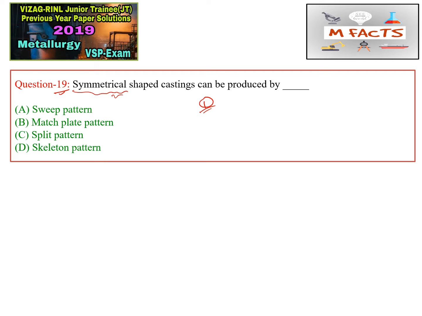we can use the sweep pattern. So the correct answer for this question is sweep pattern. Sweep pattern is used for symmetrical shapes. This is the only casting pattern which is used for symmetrical shape. So A part is correct for this question. And the other name of split pattern is two piece pattern. This is additional information I am telling you.